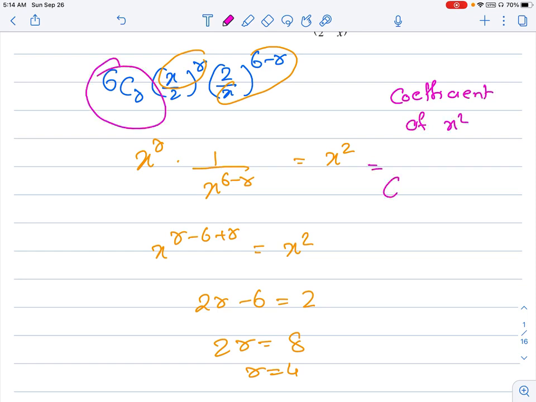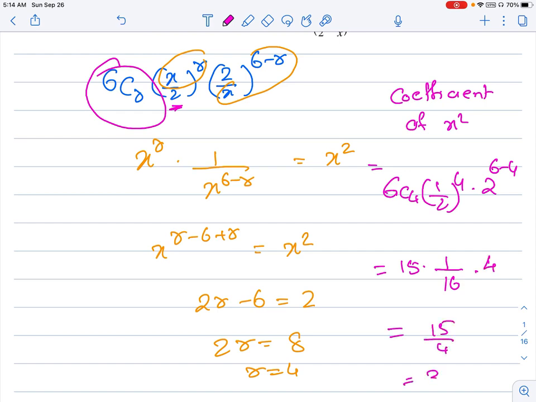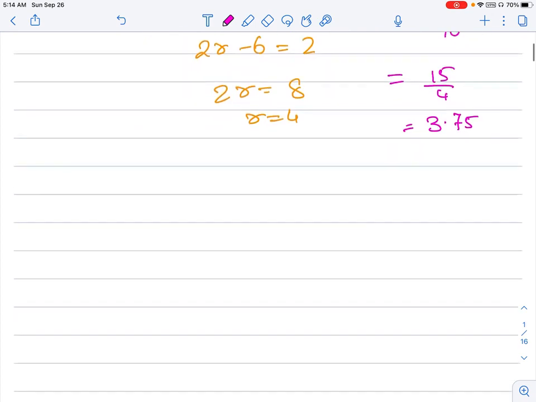So 6C4 times (1 upon 2) to the power of 4, and there is a 2 over here, times 2 to the power of 6 minus 4. 6C4 from the calculator is 15. 1 upon 2 power 4 is 1 upon 16, and 2 square is 4. So the answer is going to be 15 upon 4, or in 3 significant figures, 3.75. That's the answer for the first question.